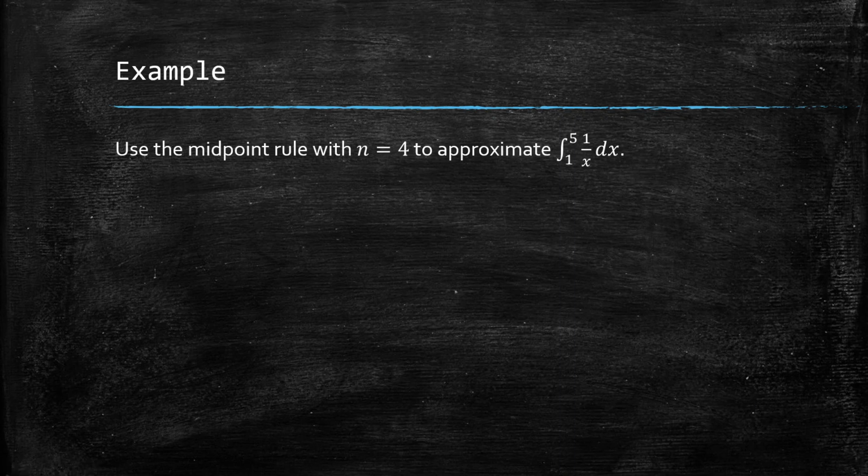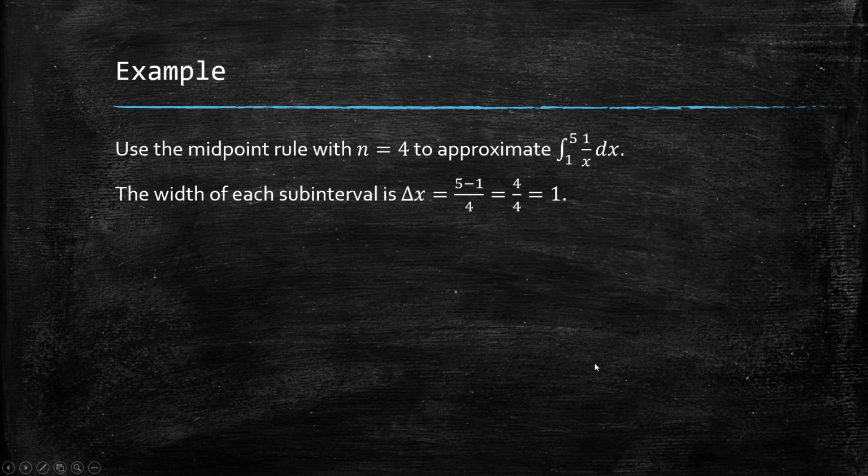Use the midpoint rule with n equals 4 to approximate the definite integral from 1 to 5 of 1 divided by x dx. First, the width of each subinterval is delta x equals 5 minus 1 divided by 4, which is equal to 4 divided by 4, which is equal to 1.